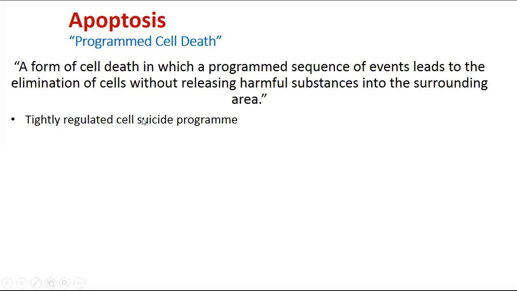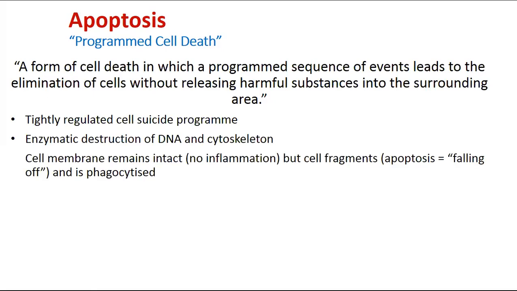It's a tightly regulated suicide program. Another way it is called is a suicide program because we don't want this cell. I will tell you why. There are examples, then you will understand. It is done by enzymatic destruction of DNA and cytoskeleton. Very closely regulated. Inside the cell, there are enzymes. Every cell has its own death enzymes. Once the body tells them, okay, you need to die now, they're very sincere. The cells are not like humans. Cells follow the system, they follow the regulations. When the body tells them now you need to go, they will go by following the regulated process.